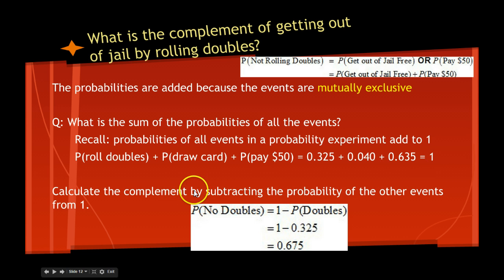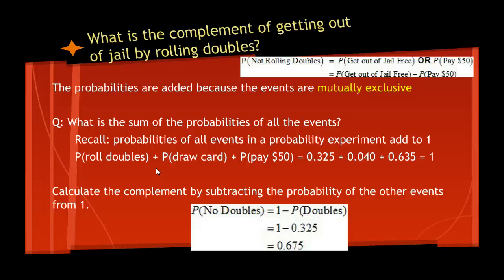So how do we calculate the complement? Well, we subtract the probability of the other events from 1 to give us the probability of the event we're interested in. So we're interested in the probability of getting out of jail without rolling doubles. It equals 1 minus the probability of rolling doubles, which equals 1 minus 0.325, which in the end equals 0.675 or 67.5%. Now, I want you to pause the video here and reread this slide.